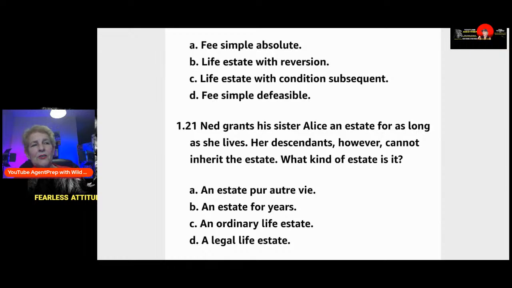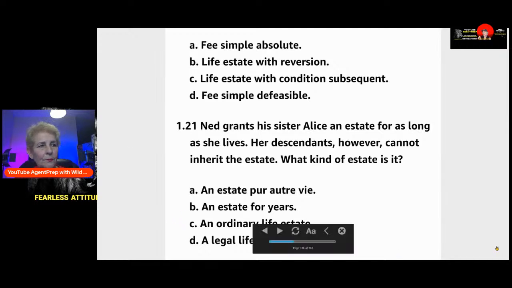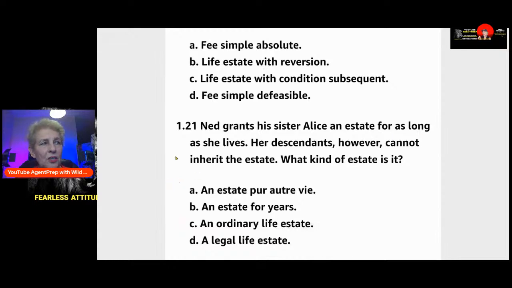Question 21. Ned grants his sister Alice an estate for as long as she lives. Her descendants, however, cannot inherit the estate. What kind of estate is it? A, an estate pur autre vie, French, right? B, an estate for years. C, an ordinary life estate, or D, a legal life estate? So it's an estate for as long as she lives, to his sister. What kind of interest did that sister have in that piece of land?